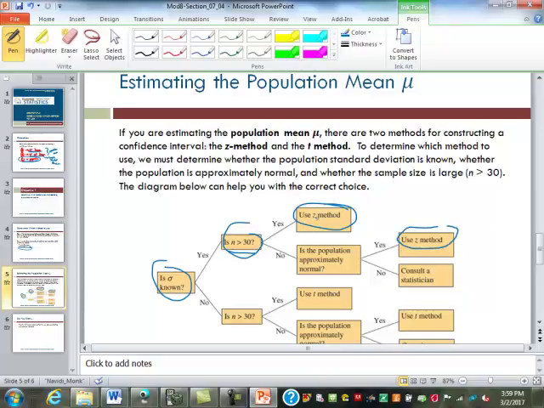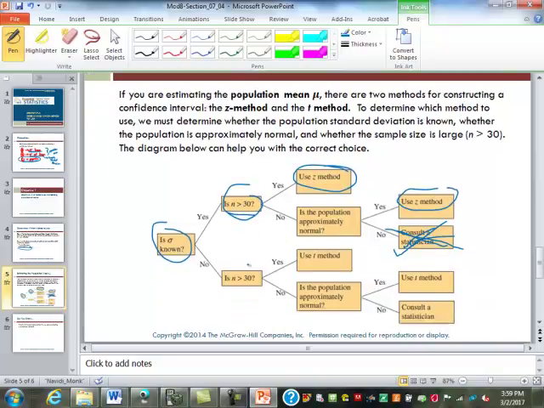If the sample size is smaller than 30 and the population is not approximately normal, it says consult a statistician. There's something called non-parametric methods that would be used. It's a little bit above the pay grade for this course. So yes, if the sample size is smaller than 30 and the population is not approximately normal, we're not going to tackle it in this course.